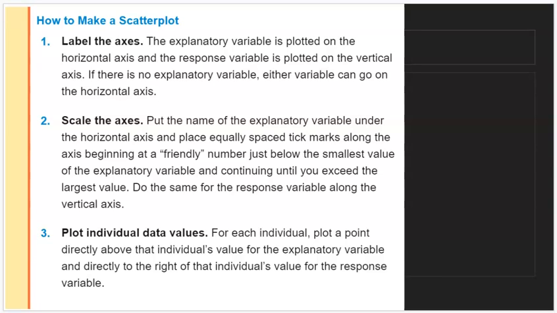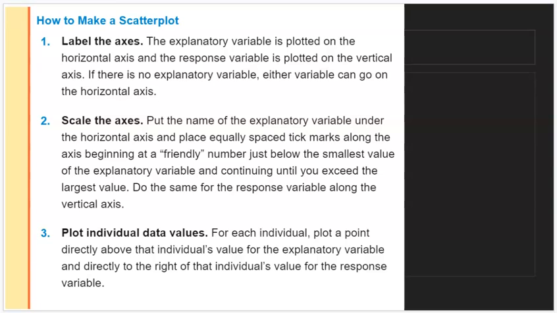The explanatory variable is usually the one on the horizontal axis, and the response variable is usually the one on the vertical axis. And of course, if you can't determine one way or the other, you can always pick either or. It doesn't have to be limited to one or the other. And this is what I was talking about when I said if you can't determine the explanatory variable, it's not a huge deal because with the axes, you can flip them. Part 2 is scaling the axes.